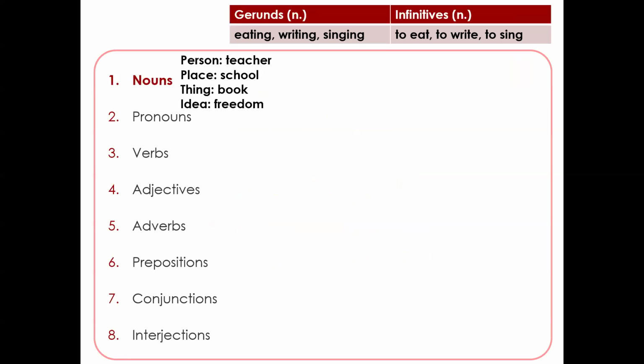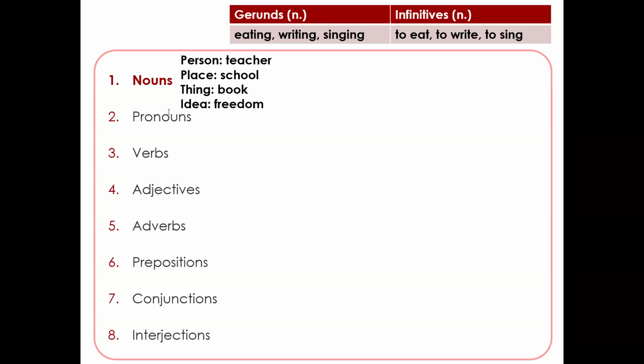So, as we know, there are 8 parts of speech that make up an English sentence. Nouns, pronouns, verbs, adjectives, adverbs, prepositions, conjunctions, and interjections. And nouns are usually one of the most important parts of speech in a sentence because it makes up the subject or the object or something called a predicate noun. But we know that a noun is either a person, a place, a thing, or an idea.